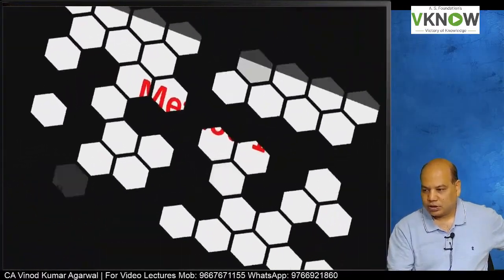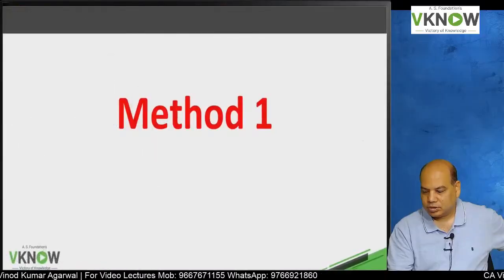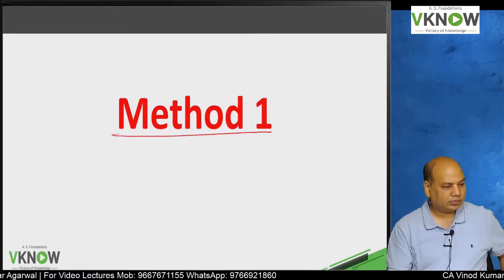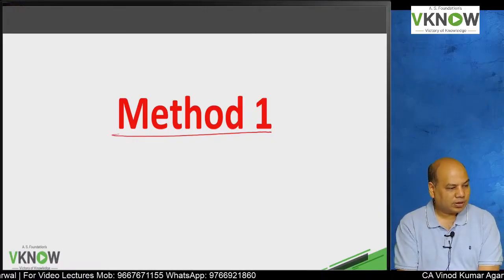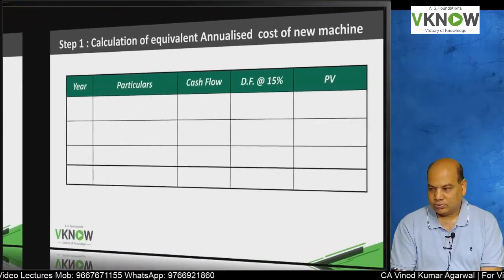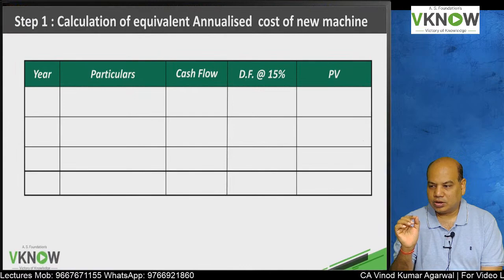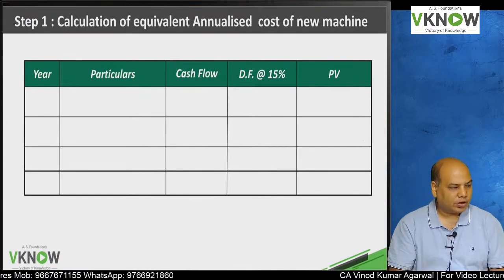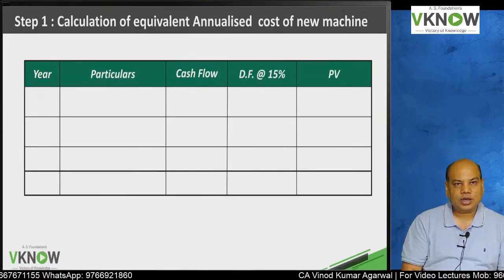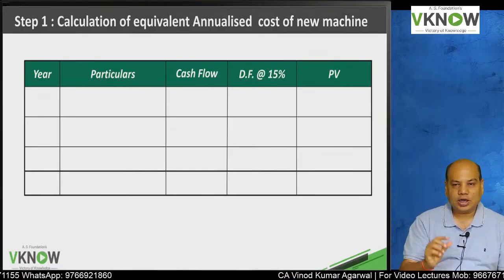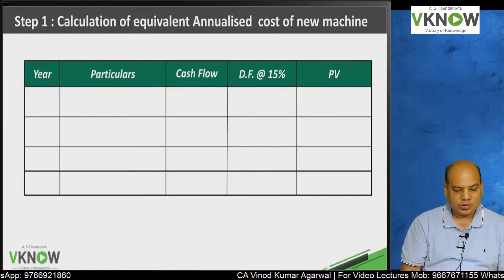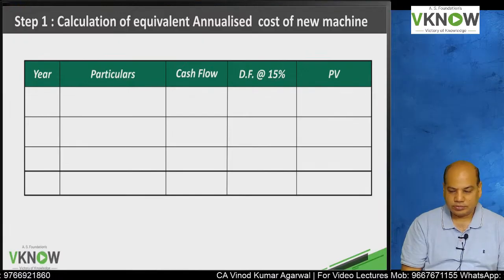So I am going to solve it by 2 methods. Write down method 1. Under method 1, first we'll compute the equivalent annualized cost of the new machine. How much does it cost to use the new machine per annum?